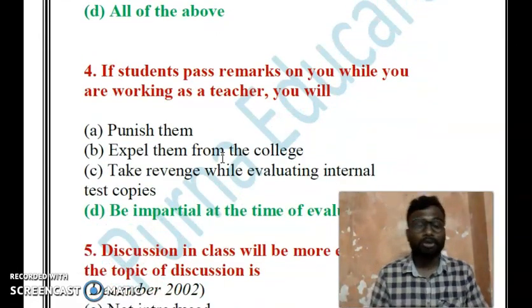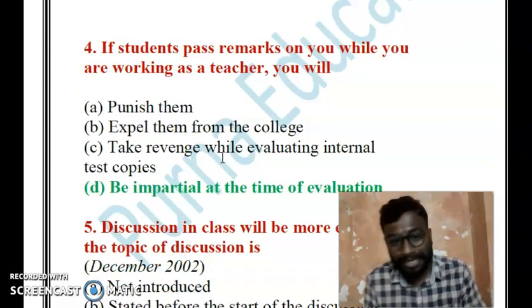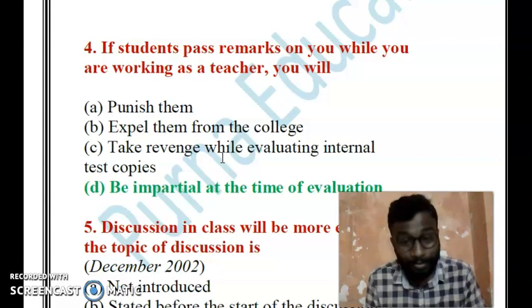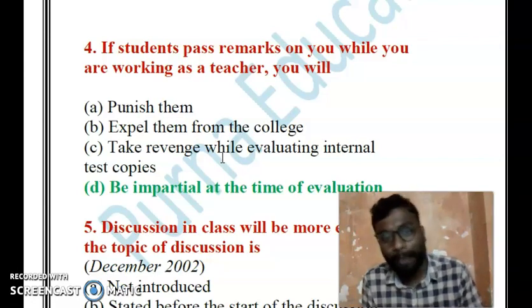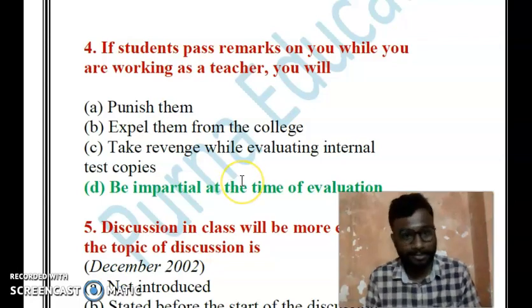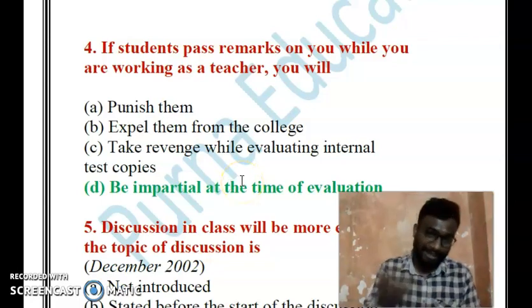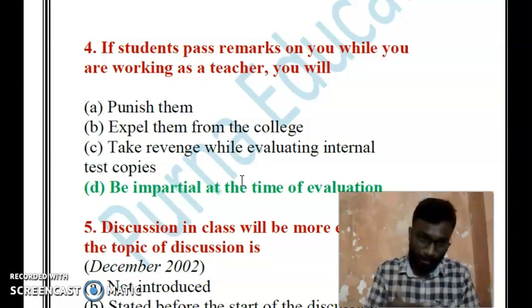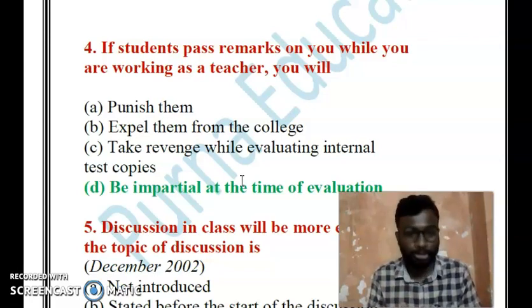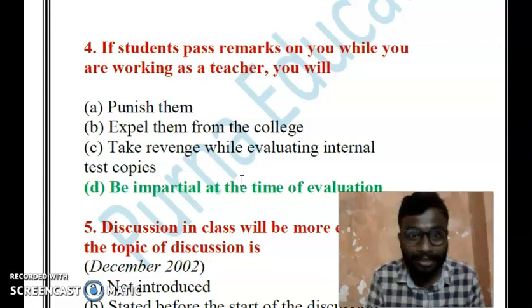So, fourth question. If the students pass remarks on you while you are working as a teacher. Yes, there will be some cases in the colleges where students will pass remarks on the teachers based on their performance or based on their appearances, right? So, as a teacher, what should you do? You should punish them. No. Expel from the college. Even that is not the correct solution. Take revenge while evaluating internal test copies.